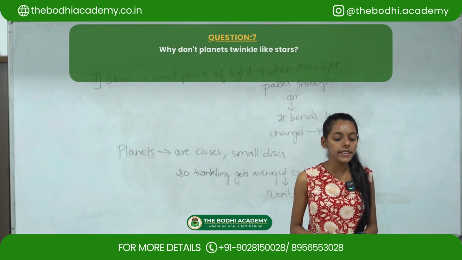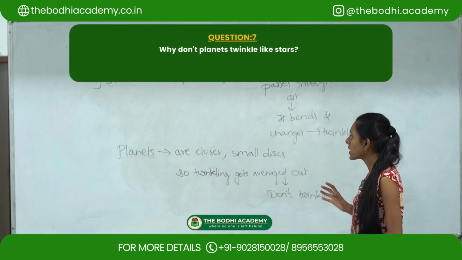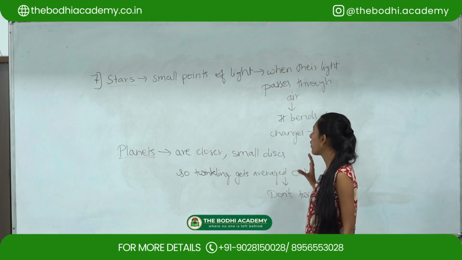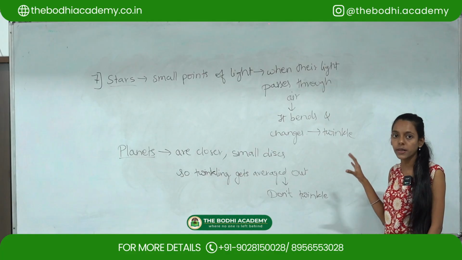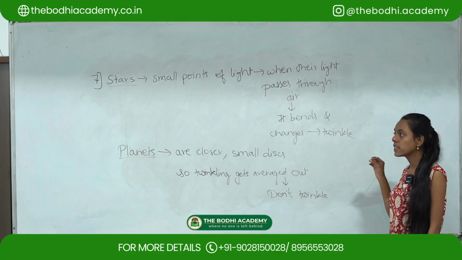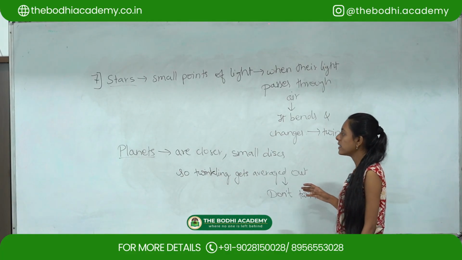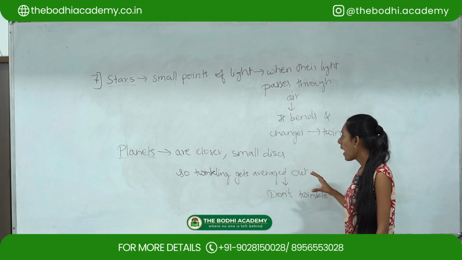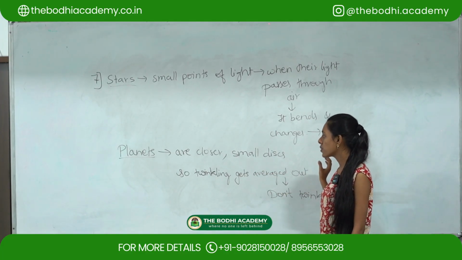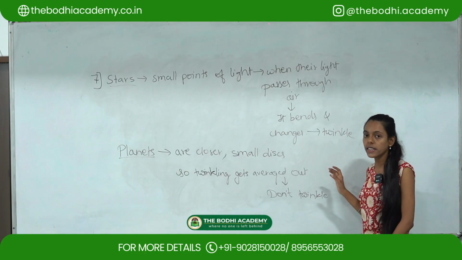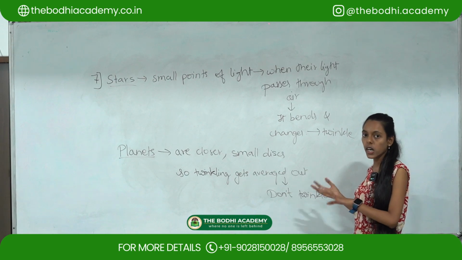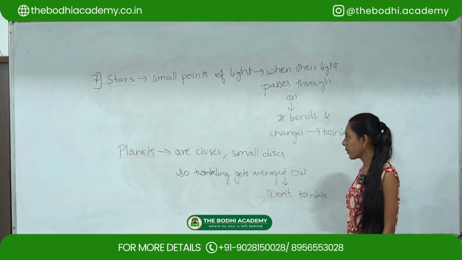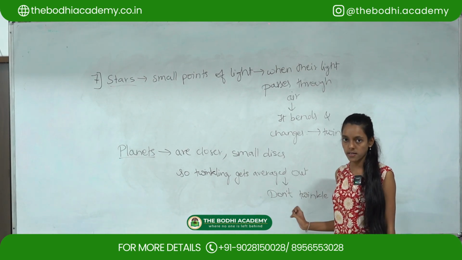The next question is, why don't planets twinkle like stars? Stars look like small points of light. When their light passes through the air, it bends through different layers of the atmosphere and changes, so the stars twinkle. But planets are much closer to the earth and appear like small discs. So twinkling gets averaged out, meaning the twinkling gets cancelled from one part to the other. So planets don't twinkle like stars.